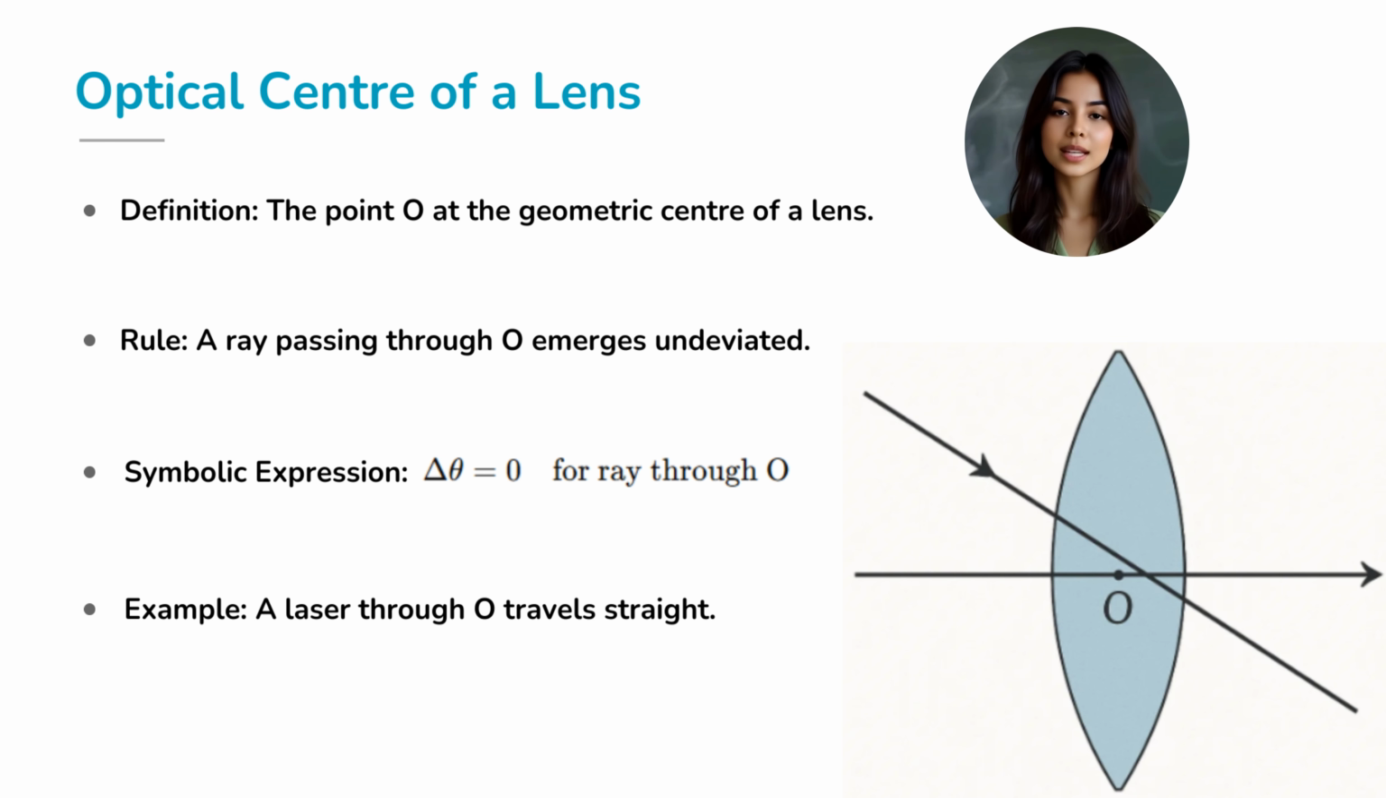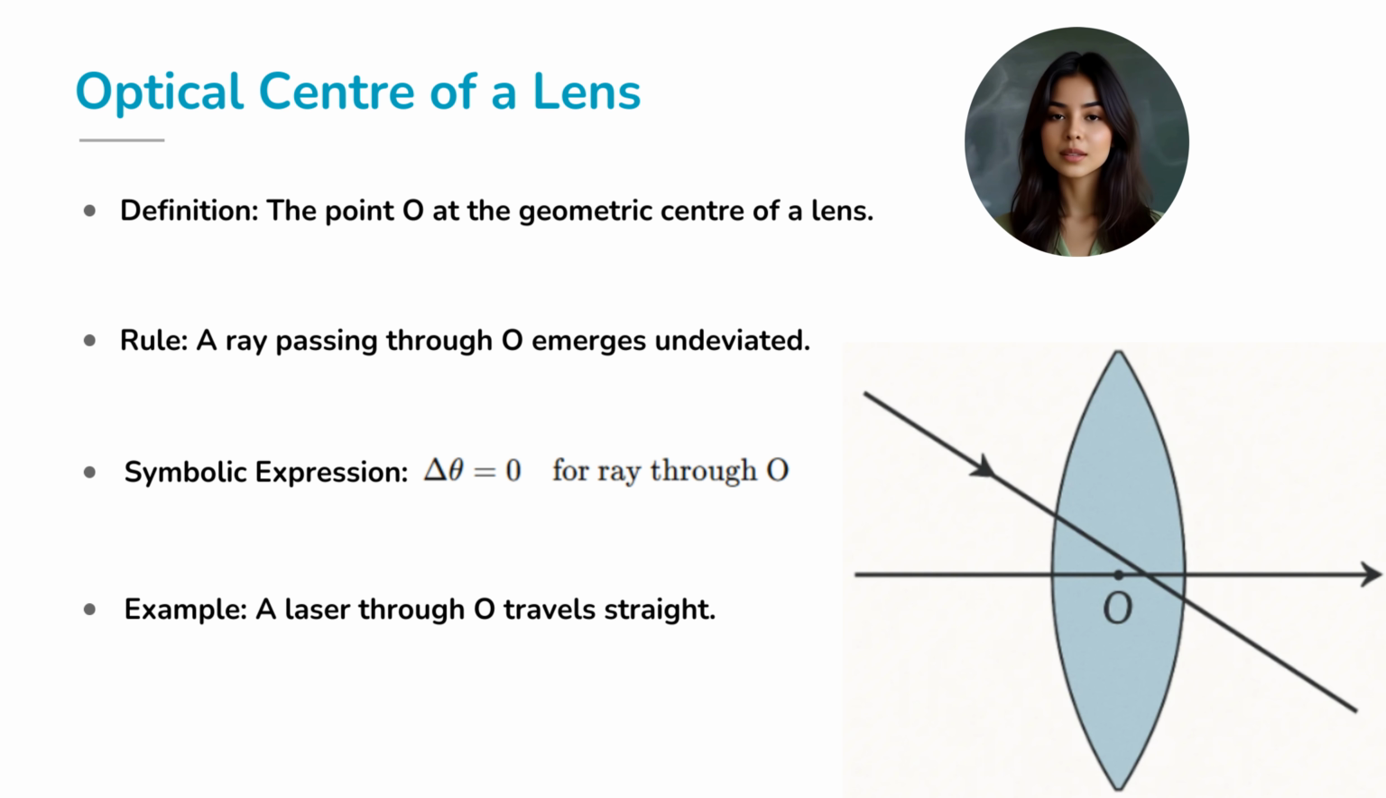For instance, the lens formula 1 by f equals 1 by v minus 1 by u only makes sense if you actually know what f, v, and u stand for. So let's start with the very first letter of this alphabet, the optical center.